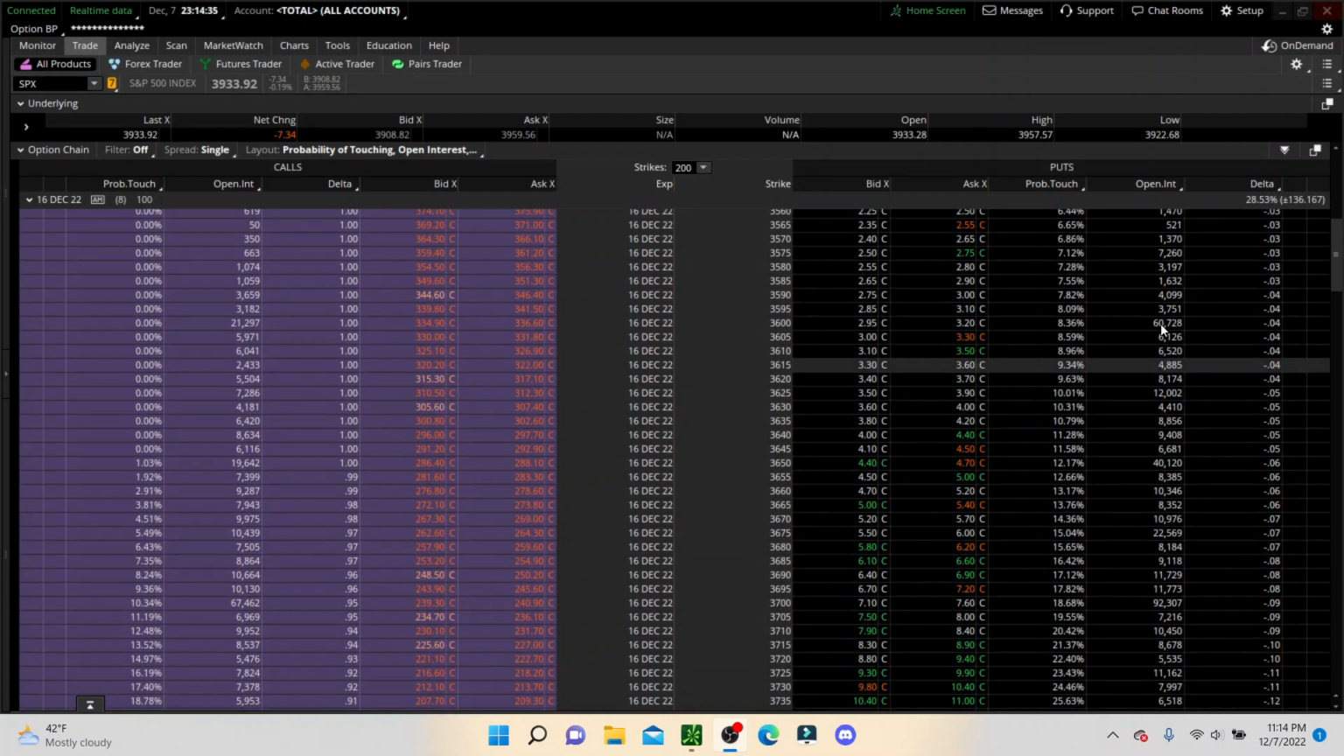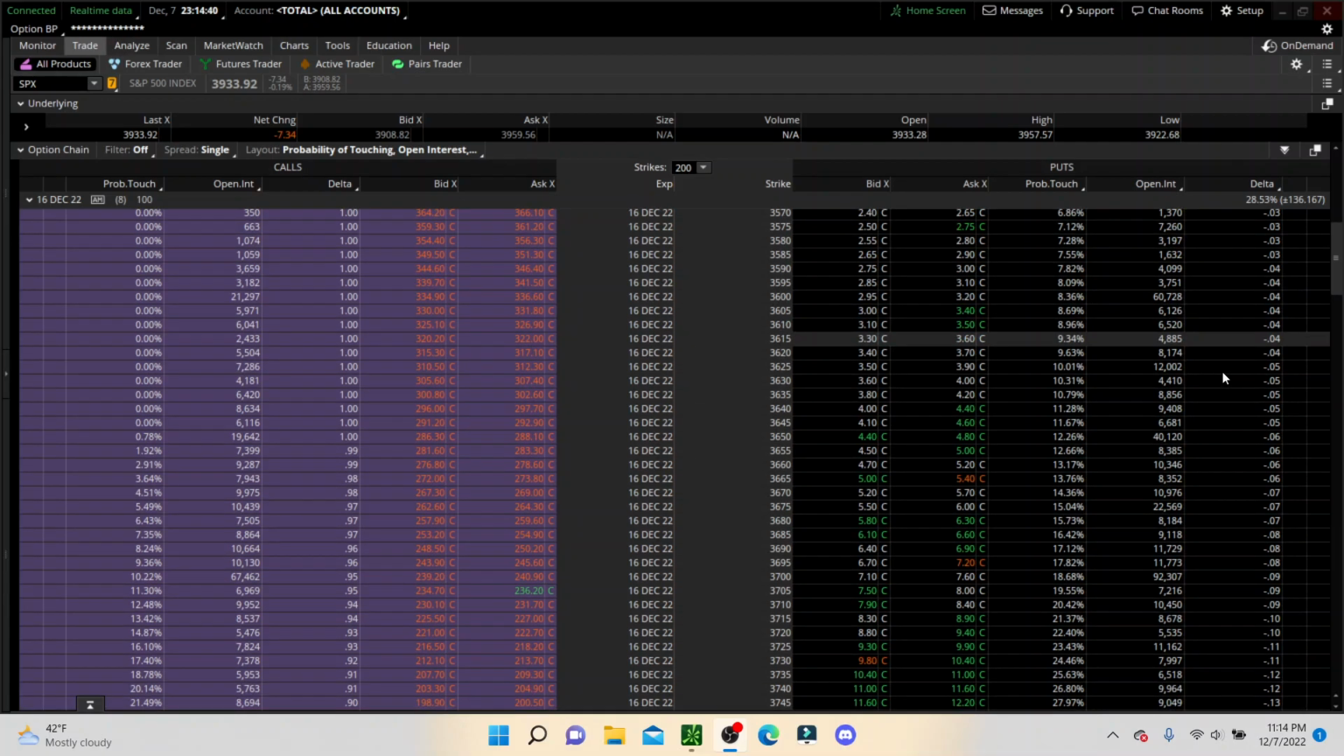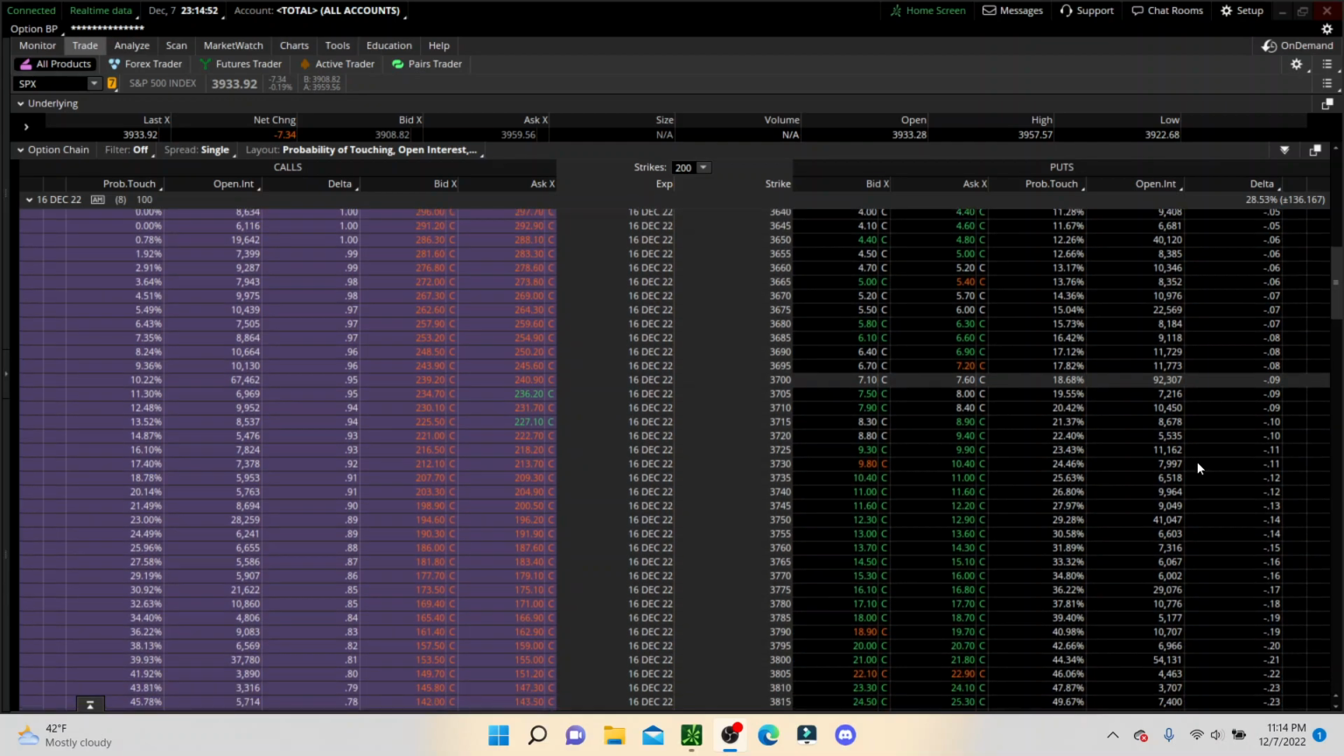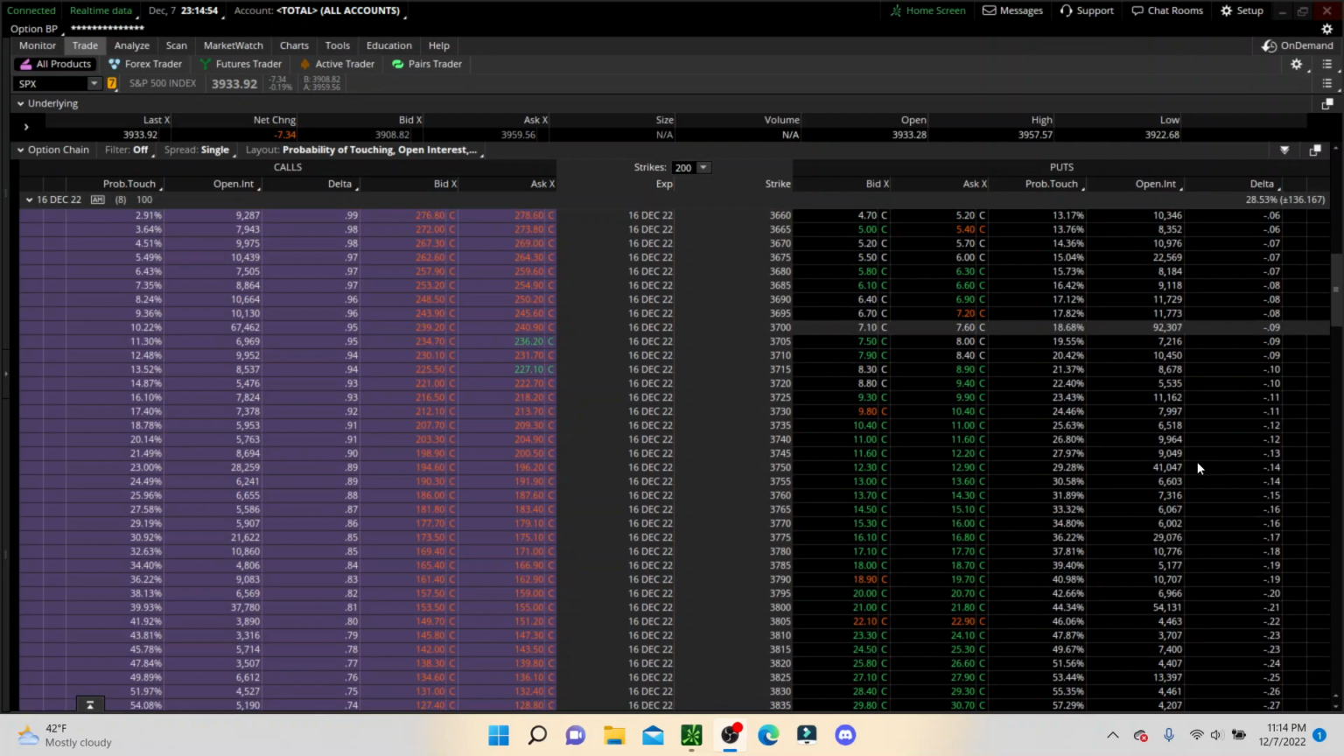We get here at 3,600, notable. They're big round numbers. That's how it goes. But right here at 3,700 is 92,000 options open interest at this point. And it still might climb here on the put side. Okay.